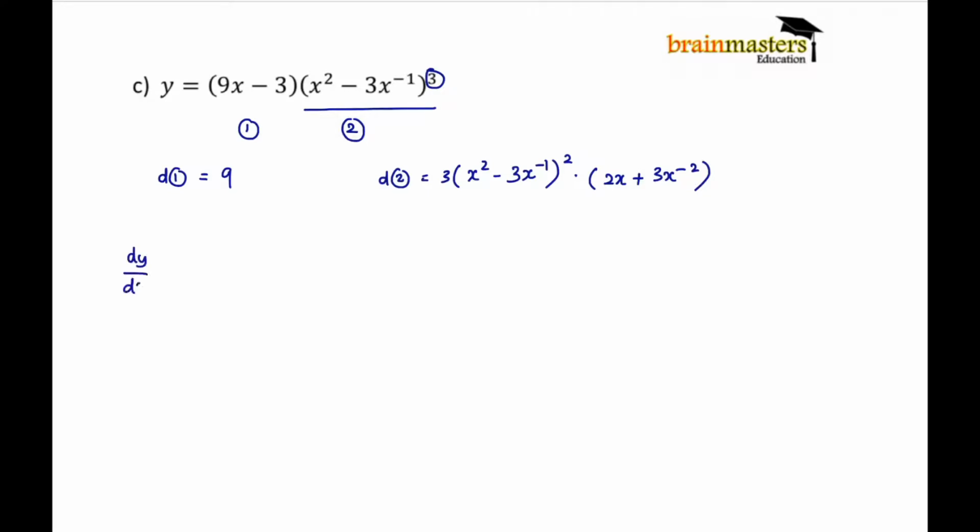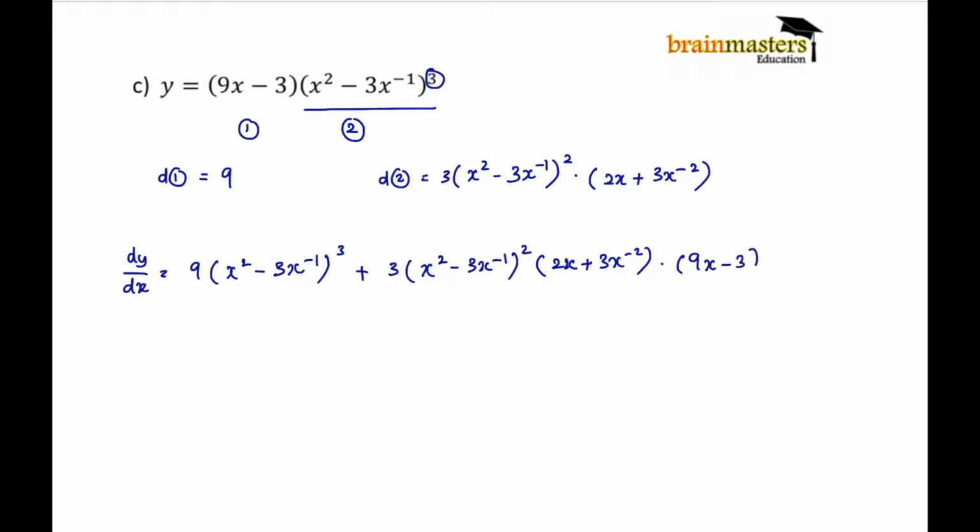As I said earlier, dy/dx is differentiate the first, which is 9, multiplied to the second, which is x squared minus 3x minus 1, whole thing power 3, plus differentiate the second, which is this whole thing, my D2. I'll copy them down, multiply to the first, which is 9x minus 3.